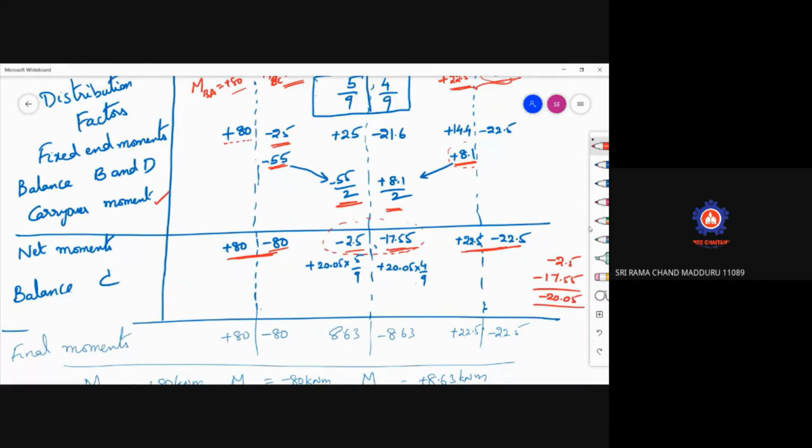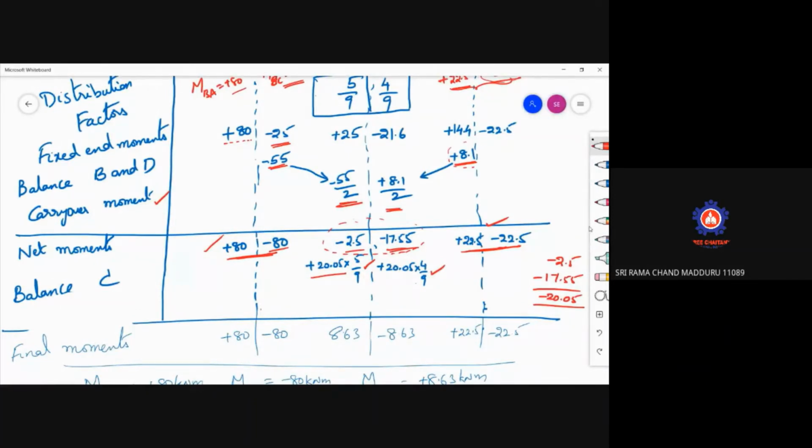This value is to be taken with the opposite sign, which is plus 20.05 into the distribution factor, that is 5 by 9, and plus 20.05 into 4 by 9. You should not apply carryover moment, as the B as well as D supports are already balanced and there will be no carryover moment. That's why the carryover moments will be 0 here. You can write down the final moments. So the final moments are written.